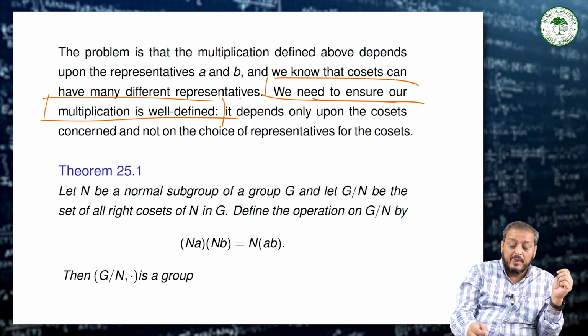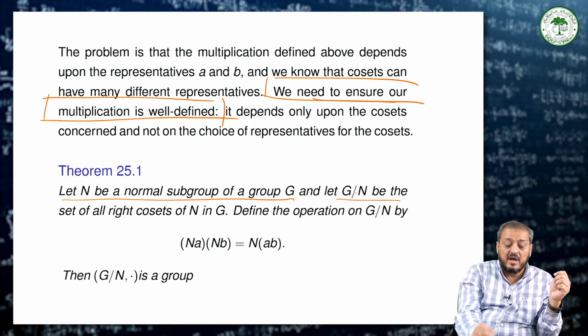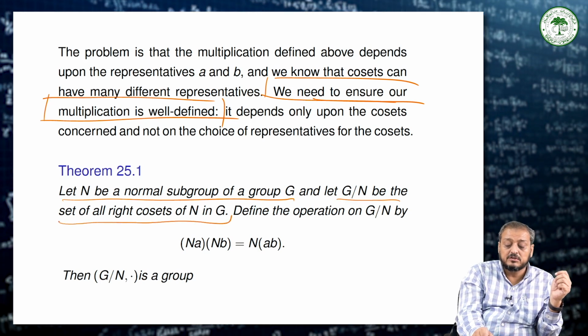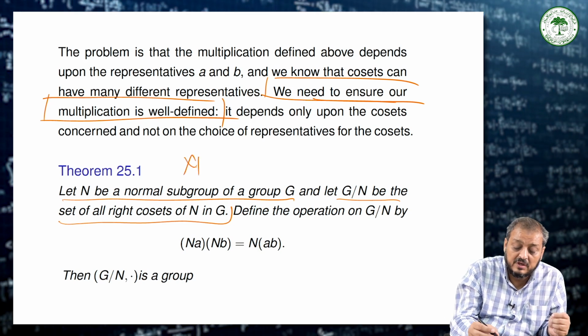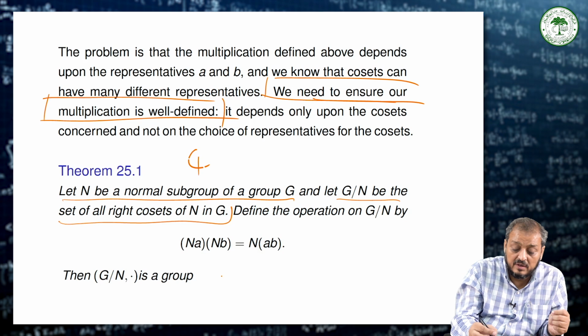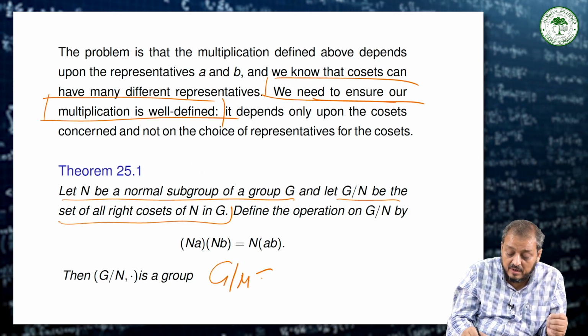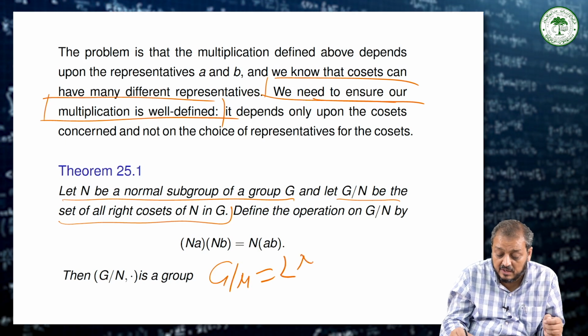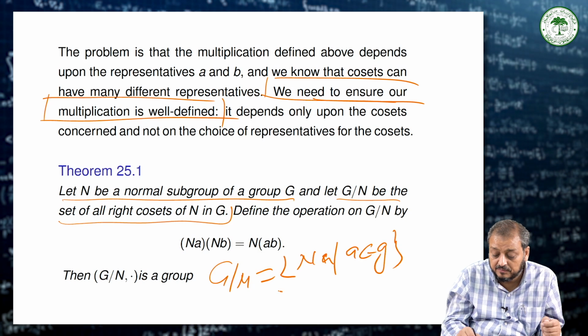So, let N be a normal subgroup of a group G, and let G/N be the set of all right cosets of N in G. This means G/N is equal to the set of Na such that a is an element of G.